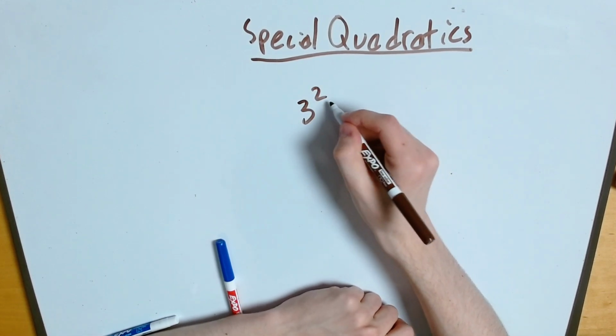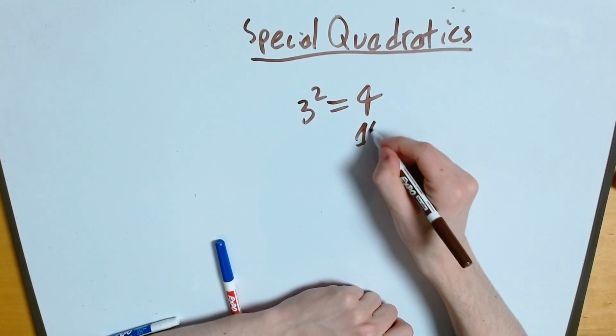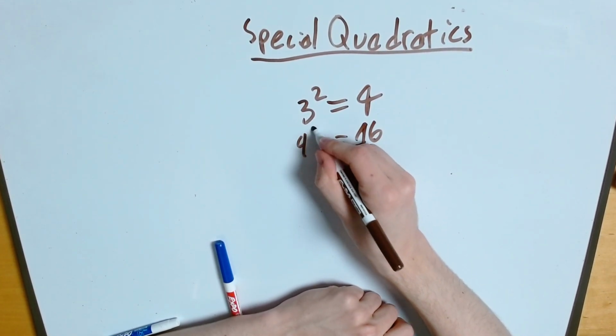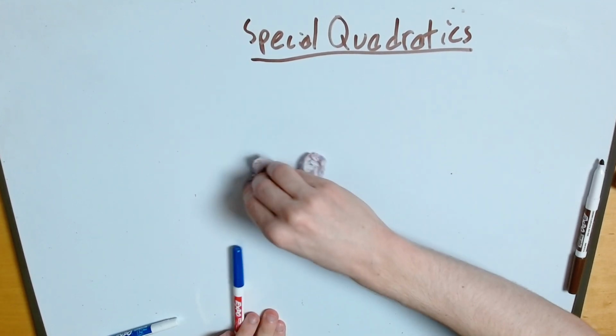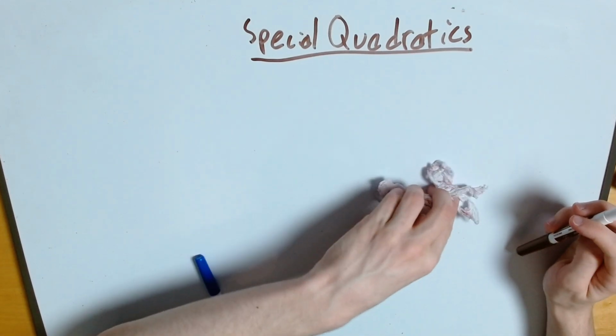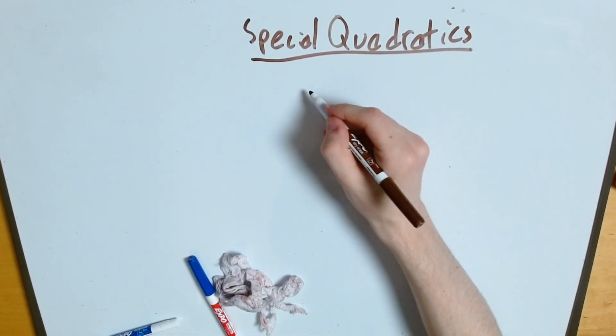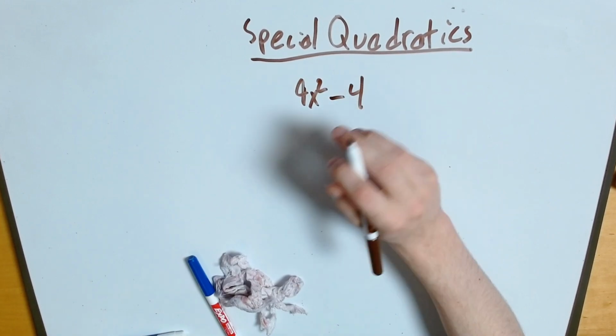So like 3 squared is 9, or 16 is 4 squared, right? These numbers can be really, really helpful in factoring quadratics. And I'll give you an example of why. Say we're asked to factor, let's say, 9x squared minus 4. You're just asked to factor that.